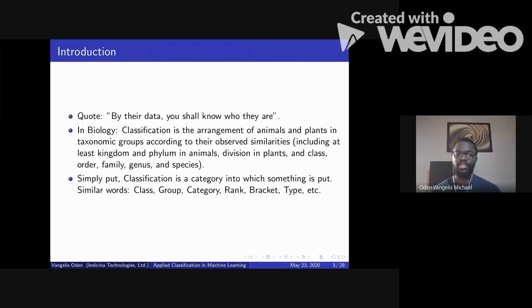And so you'll hear me use some of these words interchangeably to talk about classification. Don't worry, I mean the same thing. I'm talking about class, group, category, rank, bracket, and type. And some other words that I've not included yet. But if you have any issues, just send me a mail or tweet at me.